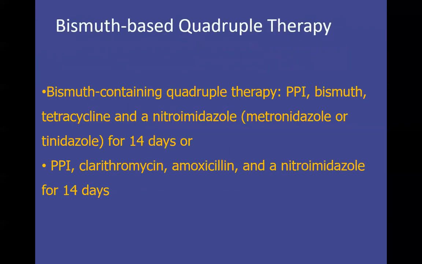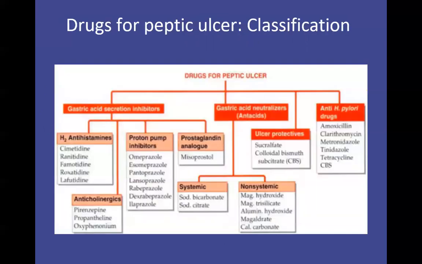So the quadruple therapy is where they added the bismuth. PPI is there, bismuth is added, metronidazole and the tetracycline. And they give it for 14 days. Sometimes quadruple would be PPI, clarithromycin, amoxicillin, and a derivative of metronidazole, nitroimidazole, again for 14 days. And this is a quadruple therapy.